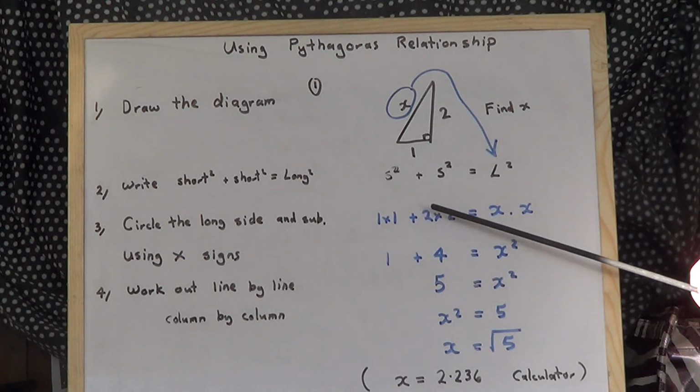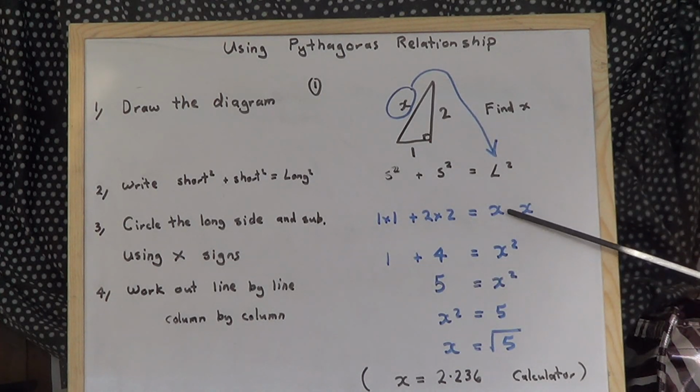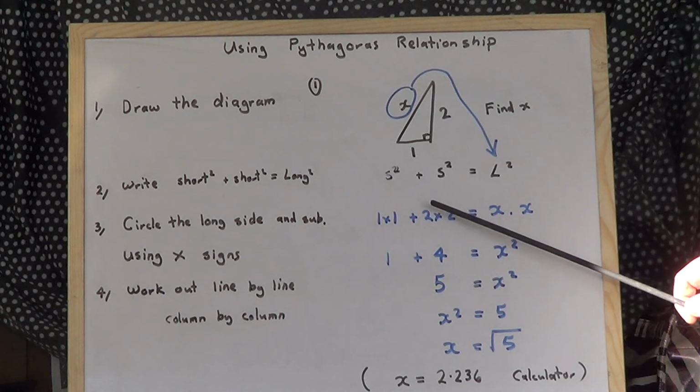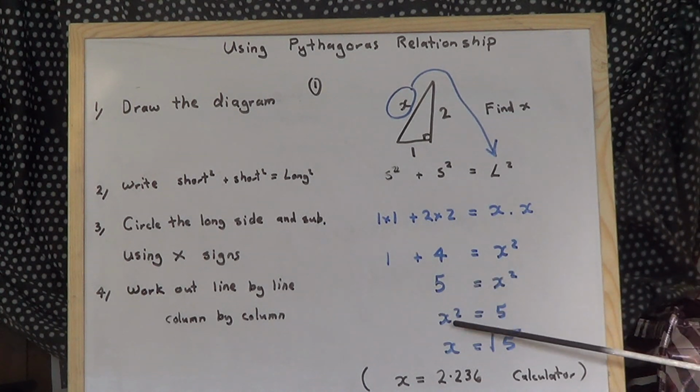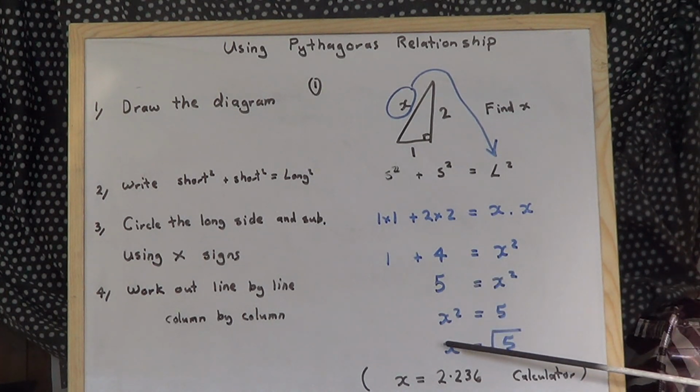And 2 squared is going to be 2 times 2, and that's going to be x times x. I put a dot there instead of a multiplication sign, so we don't get confused between the x's and the multiplication signs. 1 times 1 is 1, 2 times 2 is 4, is equal to x squared, that's 5. Swap it round, x squared is 5, so x will be equal to the square root of 5.